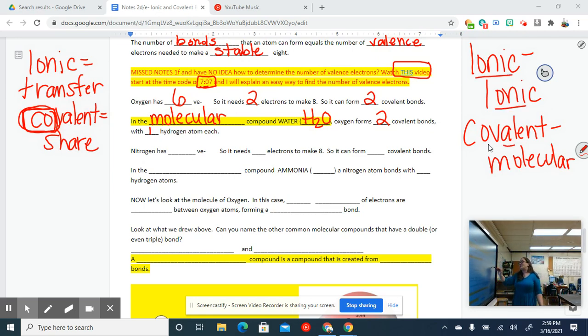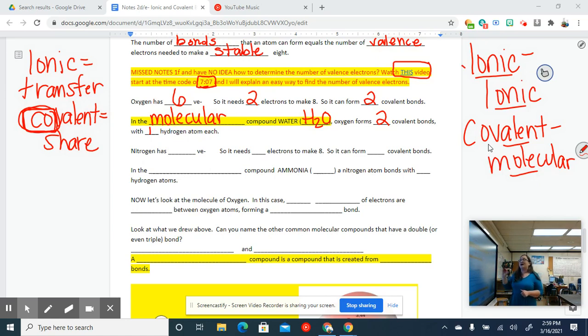Ionic, covalent, molecular. So how about we say those together? Here we go. Ionic, transfer, covalent, share. Ionic, transfer, covalent, share. Good job.